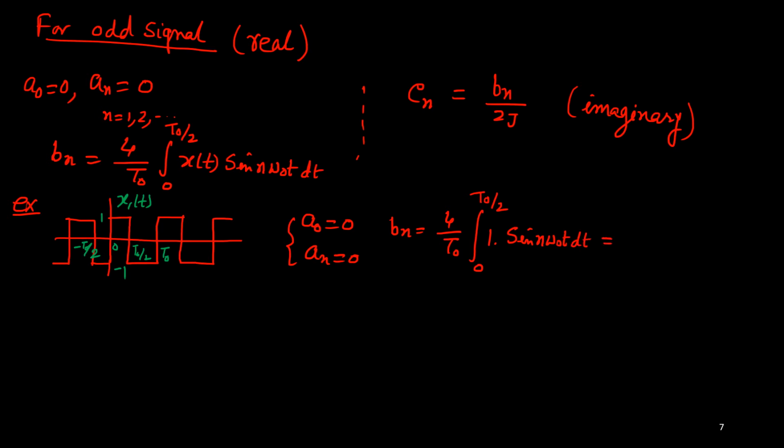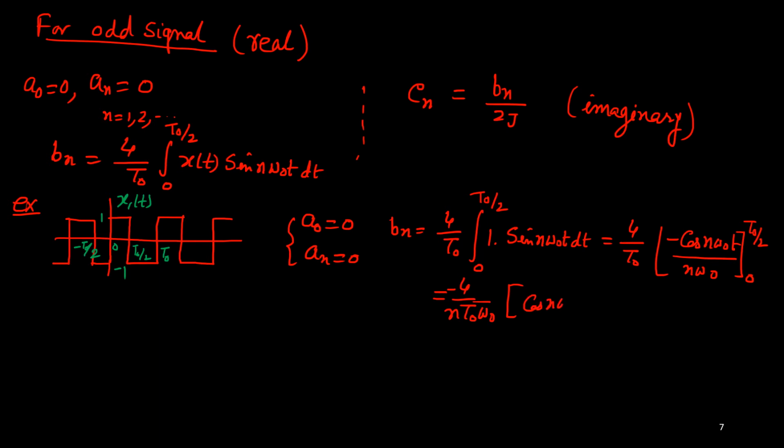So this simplifies as 4 upon t naught, and this integration is minus cos n omega naught t upon n omega naught, from 0 to t naught by 2. What is the value? So this is 4 upon t naught. Now n omega naught I can take outside, and minus also I can take outside, minus 4. So the first one is cos n omega naught t naught by 2, and minus cos 0, which is 1.